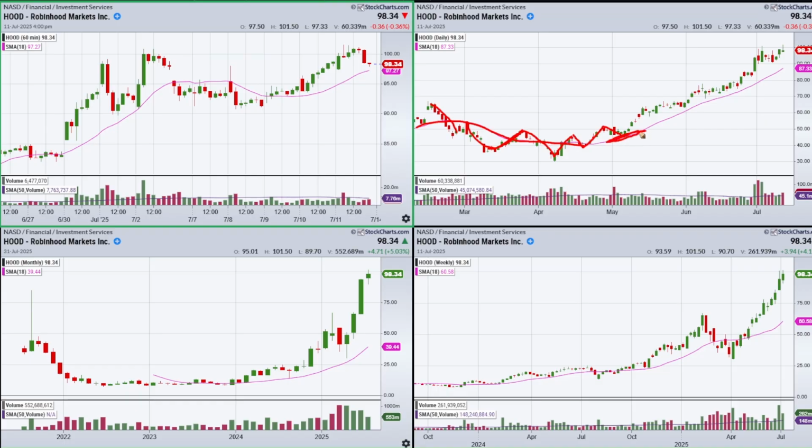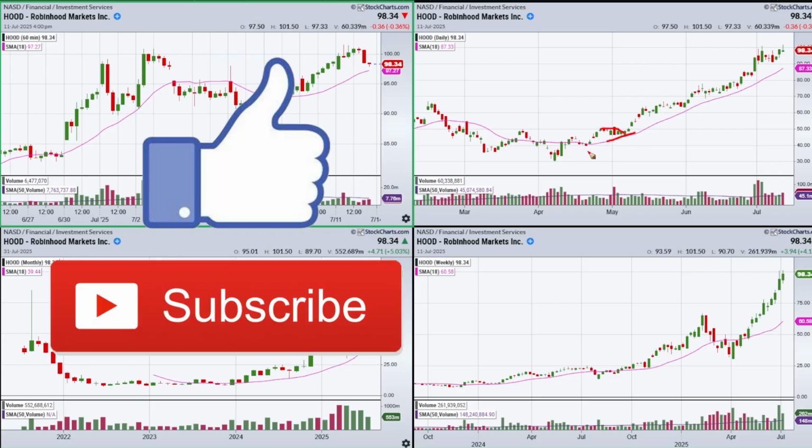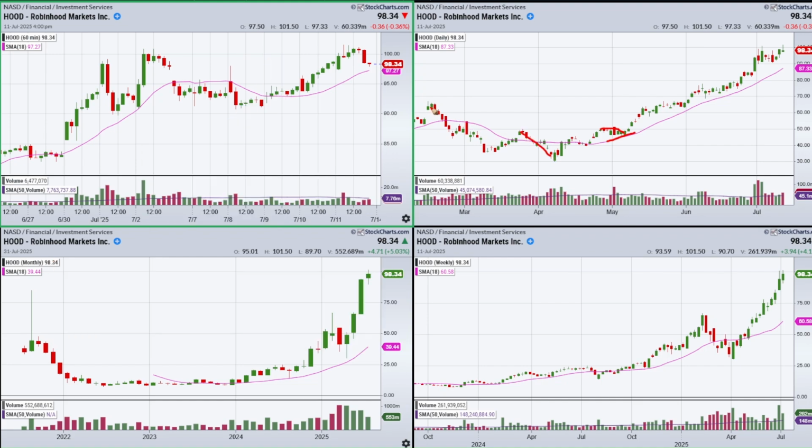All right, now I've done videos on this. We call this basically holding the 18 or a halt, where the 18 halts the move to the downside. Instead of breaking through it, you see how it broke through it, couldn't really hold it, couldn't turn it. Now the 18's rising and we pull back and we turn right at the 50 mark.